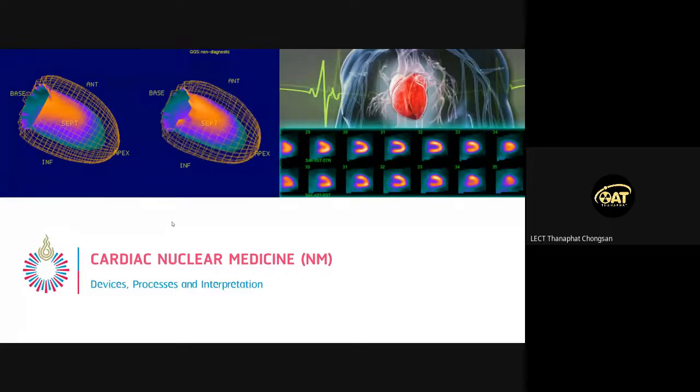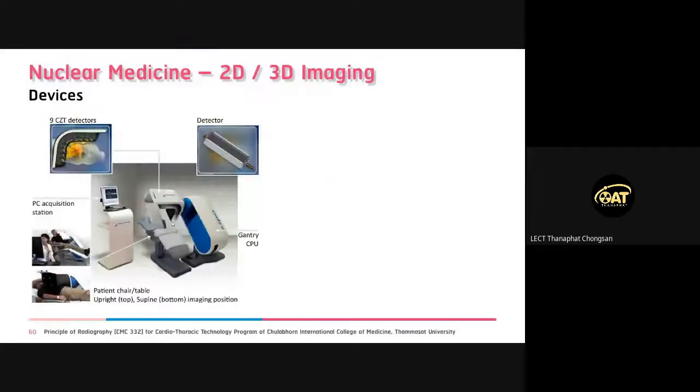The final topic in this section is nuclear medicine. Nuclear medicine is the only examination in which a radiopharmaceutical is injected or drunk into the patient's body, used for physiology examination with a scanner such as SPECT or PET. This is a SPECT scanner specialized for cardiac work. Okay.